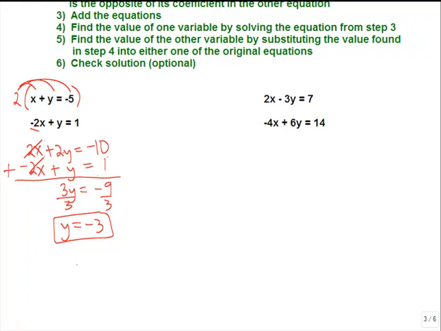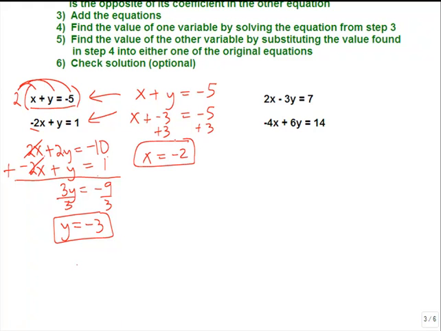How do I find x? You need to go back to either of these two original equations, it doesn't matter which one, and substitute in what y is equal to and solve for x. So let's just take this top one, the one we started with originally, and I'm going to substitute in a negative 3 for y, and to solve for x, I would want to add 3 to both sides, and that tells me that x is negative 2.